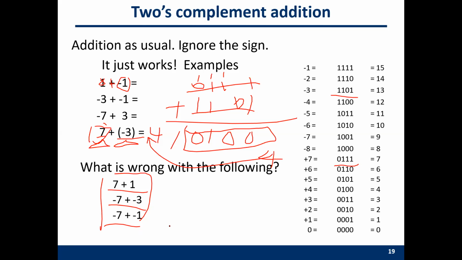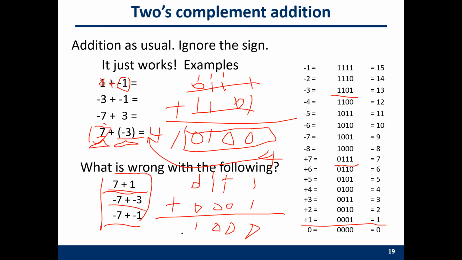Why? I will give you one example. I just calculated this one. So 7 is 0111. And 1 is just this one, 0001. When we do the calculation, 1 plus 1 is 10, with a carry in here. 1 plus 1, 0, 1. 1 plus 1, 0, 1. And then we have this one.